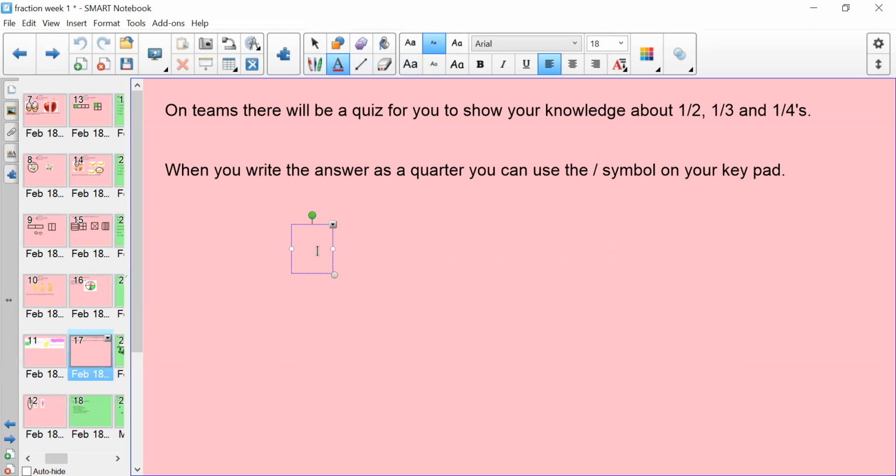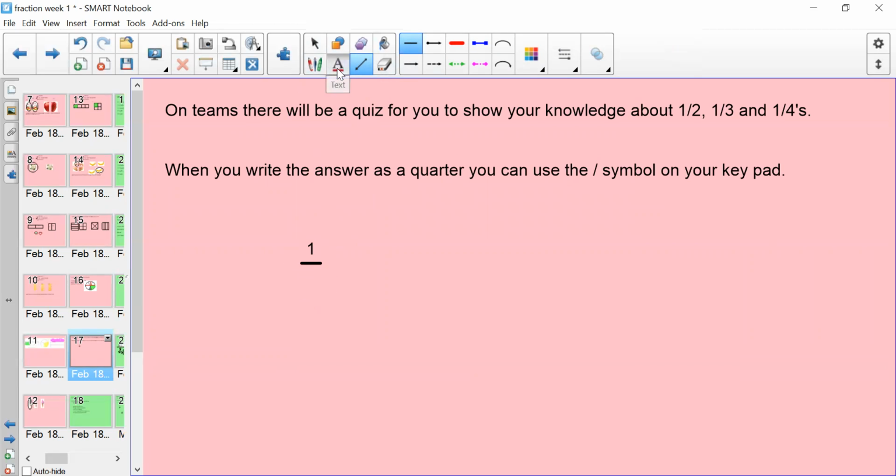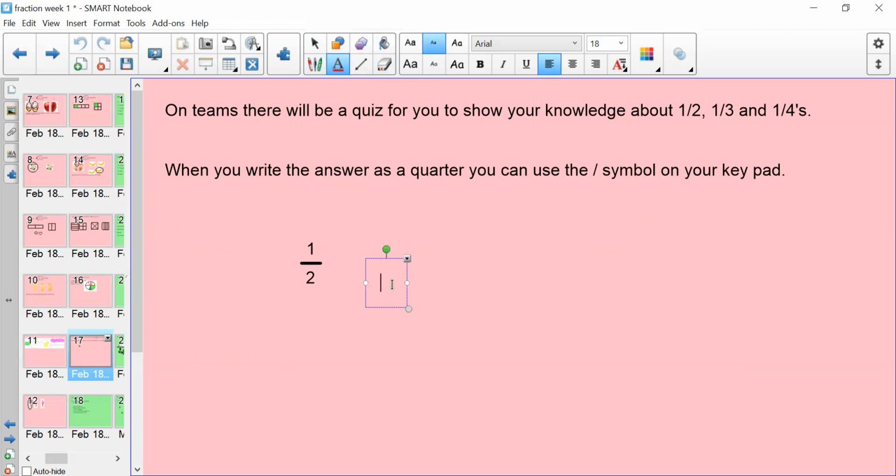So if we wanted to do half, the best way to do it would be to draw a horizontal line like this, and then 2 underneath, for example. But you can't do that on your keypad, or your keyboard. So if you'd like to, just use the dash, which is under the question mark, and show me a half in that way.